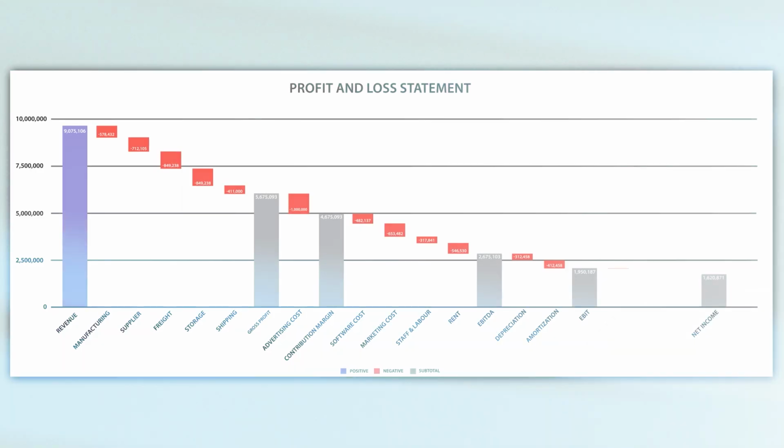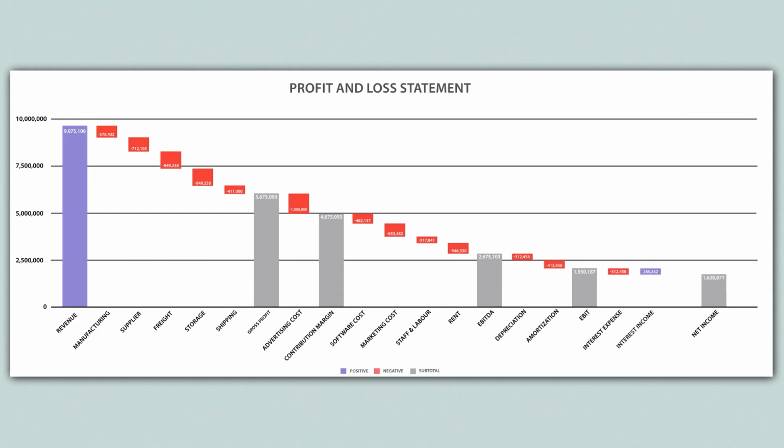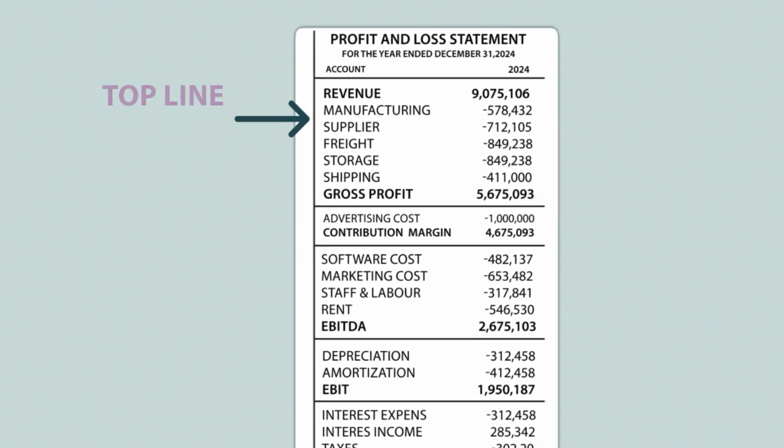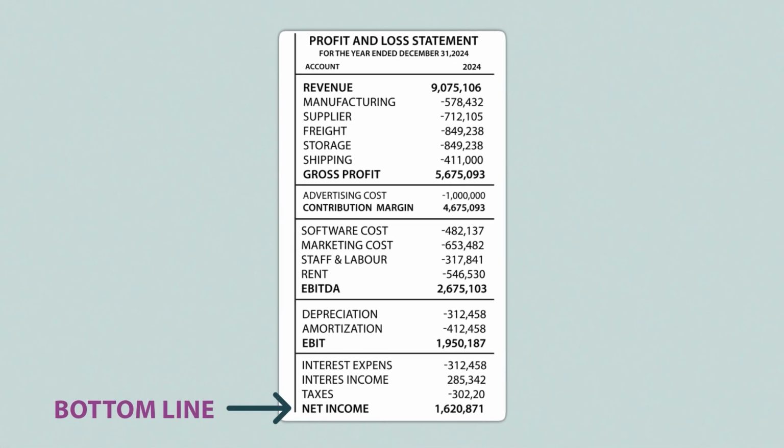And this is just after removing the last few expenses, which are going to be basically interest expense, interest income, and also any taxes that the business might be paying. But basically, once you've removed them, you will be down at the net income level, also known as the bottom line. So we started at the top line. We've now worked our way all the way to the bottom line. Okay, so now we've got a basic understanding of what the profit and loss actually is.